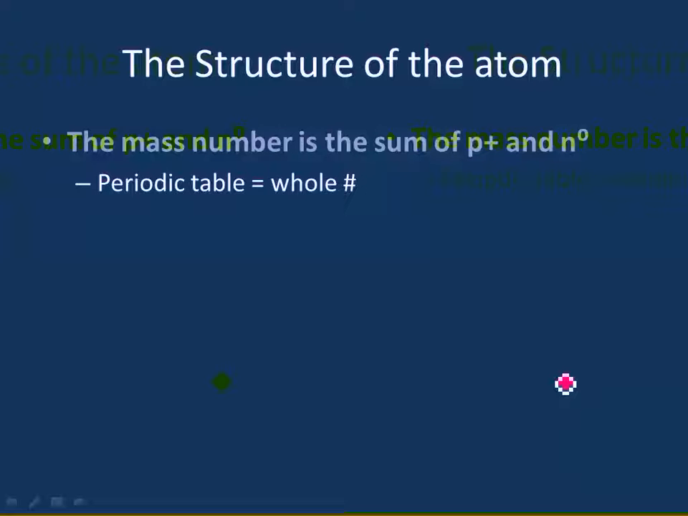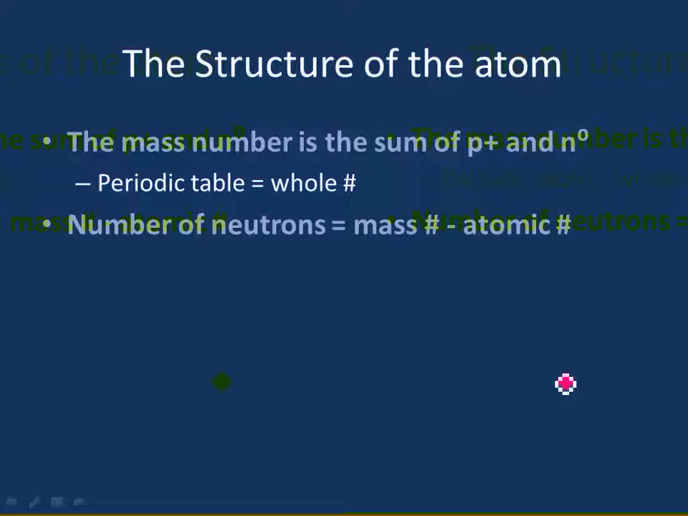The mass number, because both protons and neutrons have mass, the sum of them is what we call the mass number. And when we're looking at the periodic table, we want to go with the mass number that's in whole number ratios. And we'll talk more about that in a little bit. But when you see the atomic number, just round it to the nearest whole number from the periodic table. Now, if we know the mass number and we know the atomic number, we can subtract the mass number minus the atomic number to get the number of neutrons in our atom.